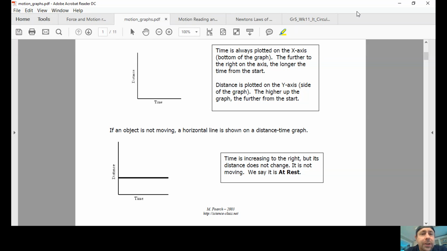Okay, so when it comes to graphing speed and distance, they are fundamentally different. And what that means is, distance and speed will always be on the y-axis. All right. So first off, you got to know what your y-axis is.